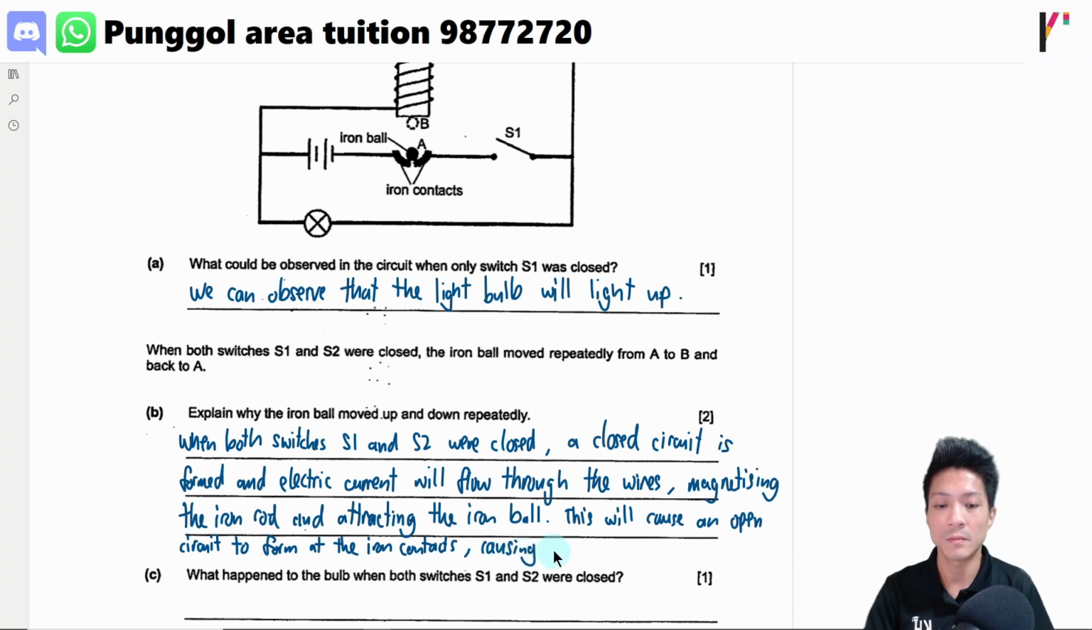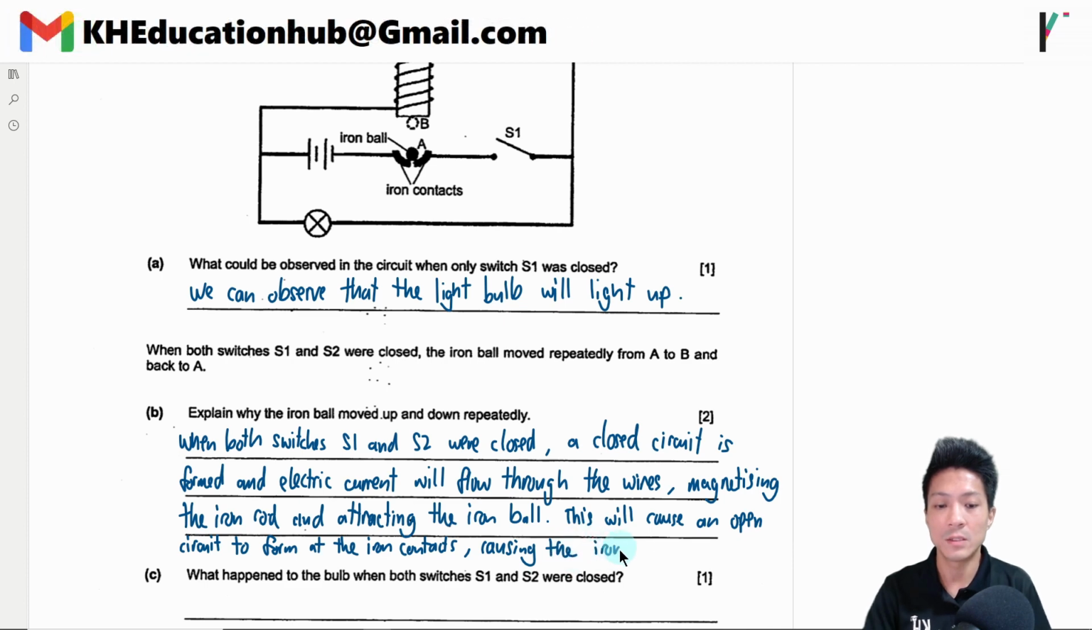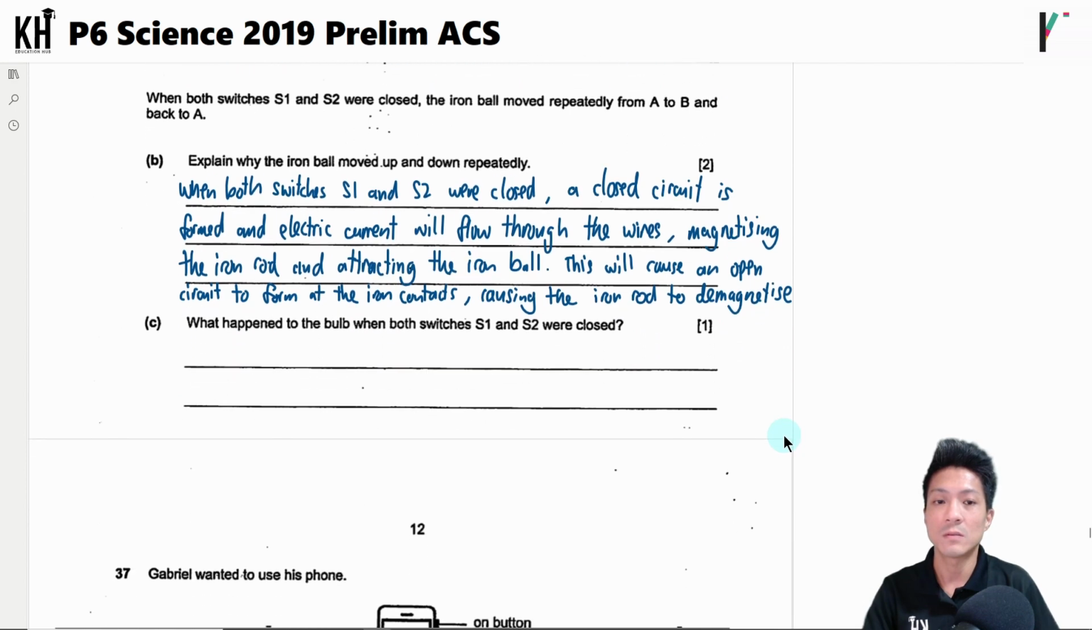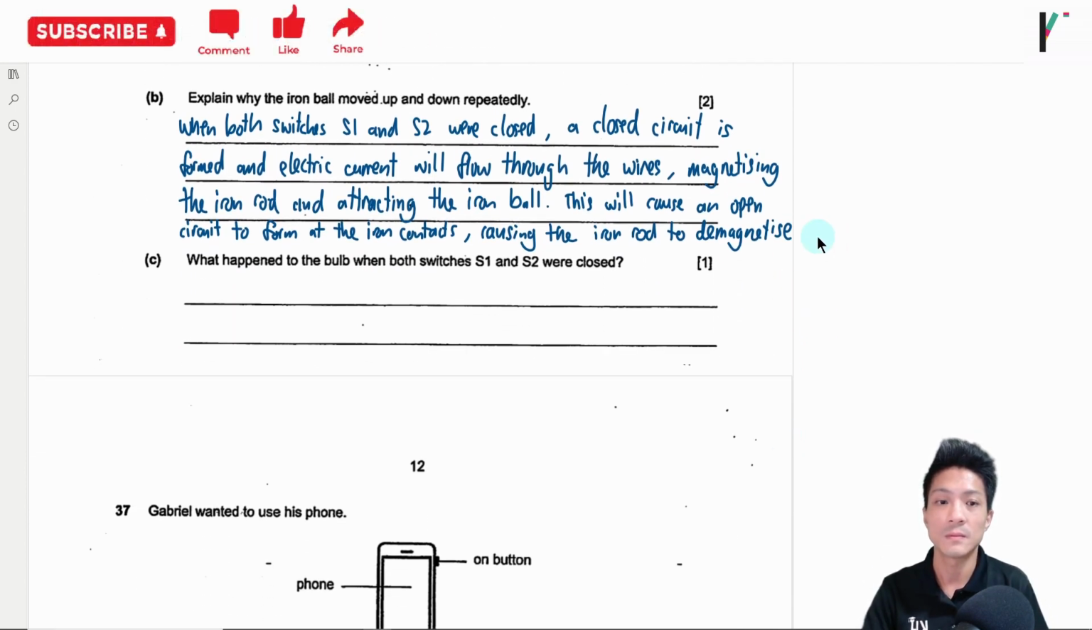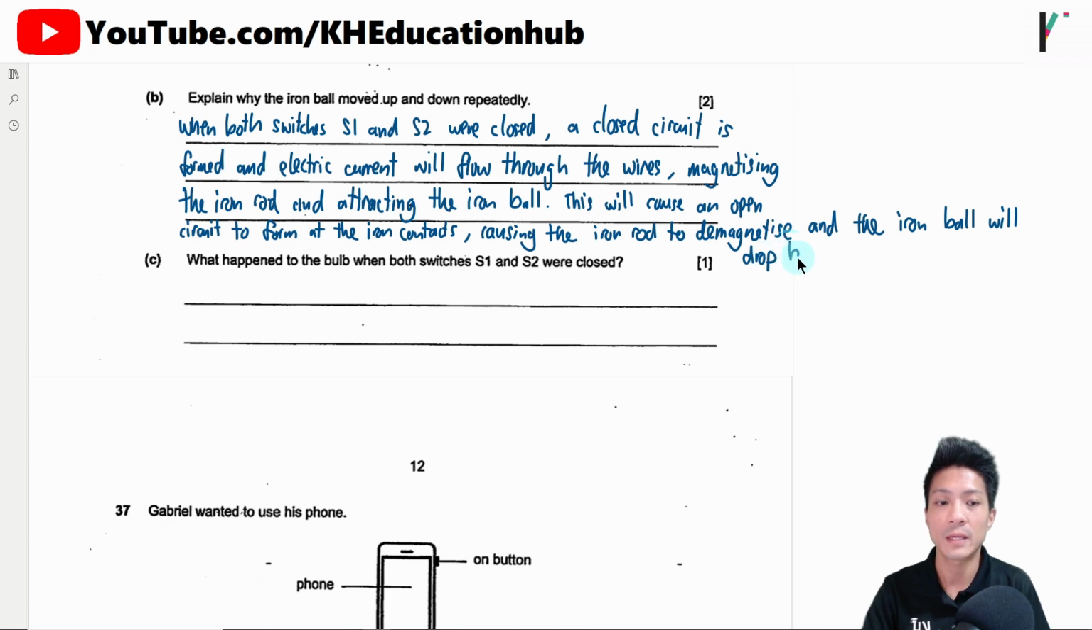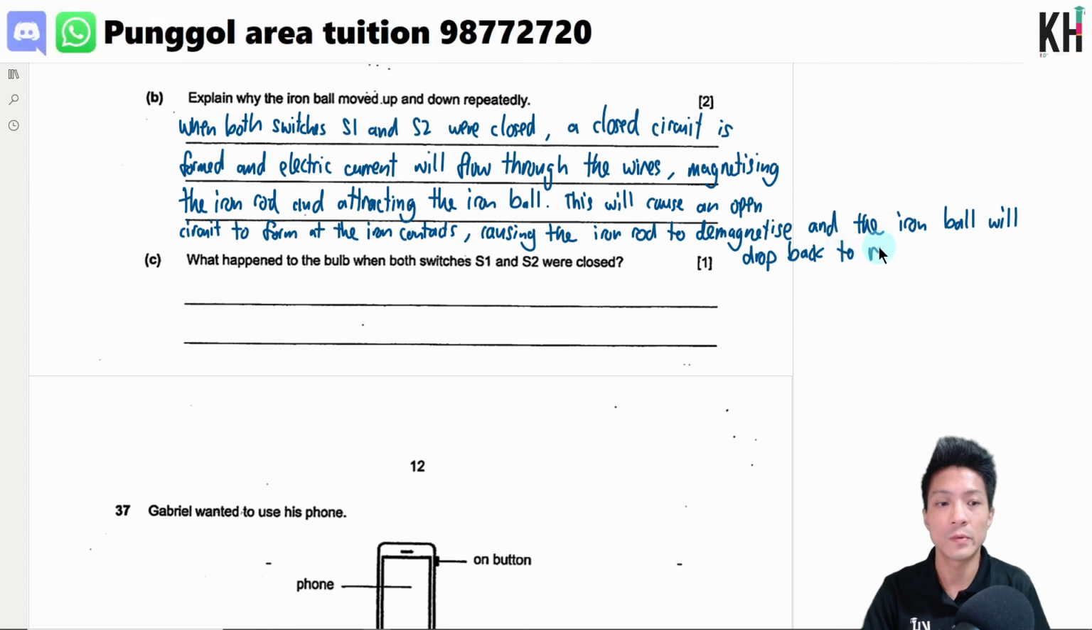Causing the iron rod to demagnetize. And the iron ball will drop back. To repeat everything.